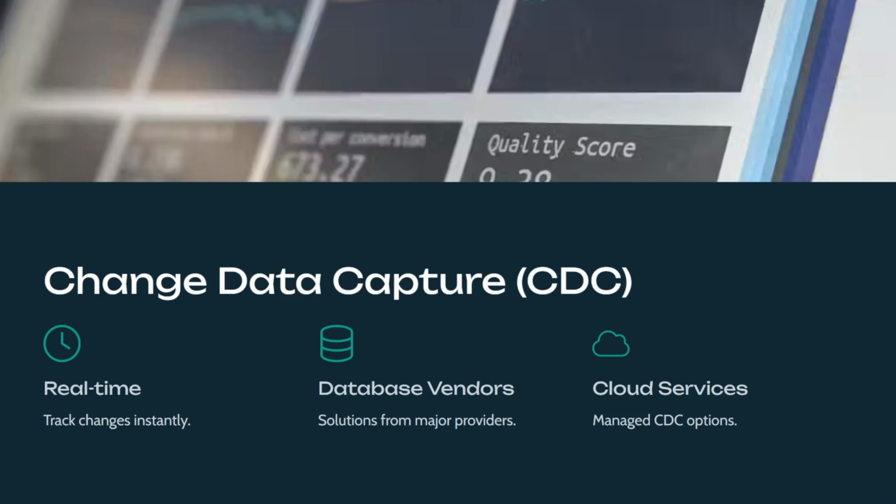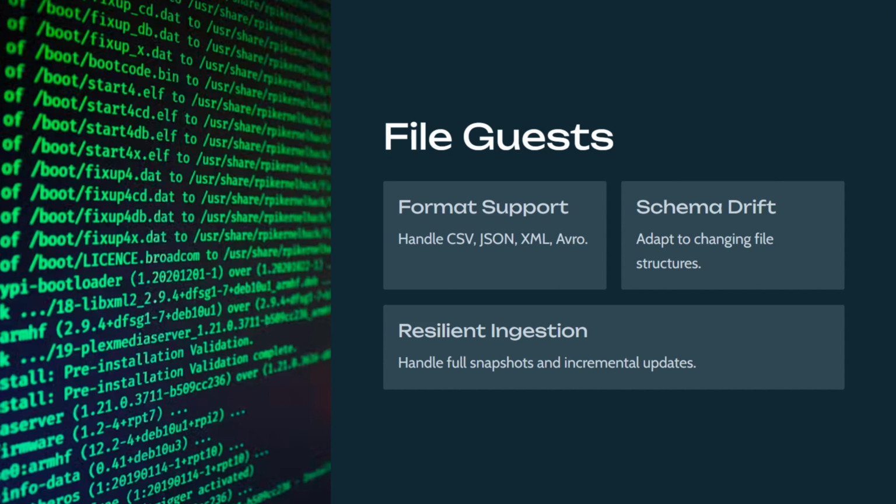Next up, handling those file guests. You've got to be able to understand all their different formats: CSV, JSON, XML, Avro. It's like having a multilingual party host. And remember how I said they change outfits? That's called schema drift. And it happens a lot with files. You need a system that can handle those changes gracefully. Sometimes they'll send you a full snapshot, like a complete photo album. Other times, just a few new pictures. Your ingestion process needs to be super resilient and ready for any surprise.